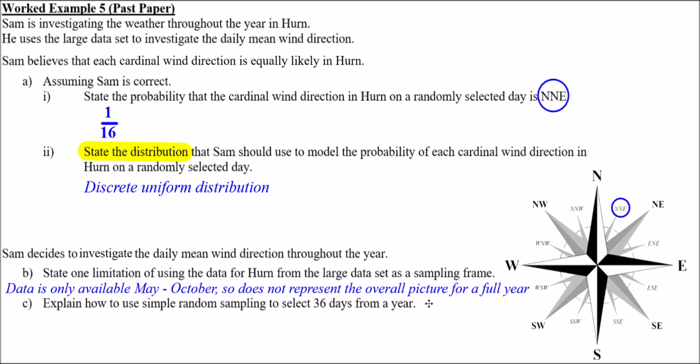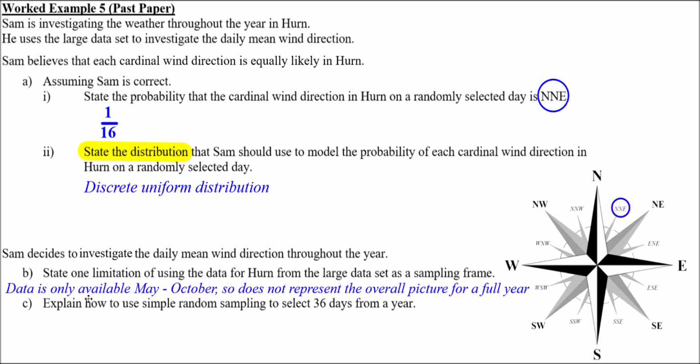Another thing you could say as well is that they only have 2 years in the large data set, 1987 and 2015. So again, you could say that it's not a very good sampling frame because of the lack of years. So there's 2 different things you could say for B. I'd probably just say that it's only May to October.